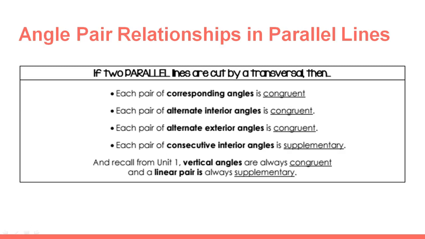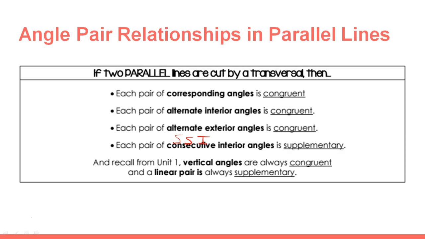supplementary. And just so we know, I'm going to write SSI above consecutive interior, because remember you can also call them same side interior. So we have three sets, corresponding, alternate interior, and alternate exterior, that are all congruent, and then the same side interior are going to be supplementary. And as it states there, you can always have congruent vertical angles, and linear pairs will always be supplementary. So let's take a look at two examples.